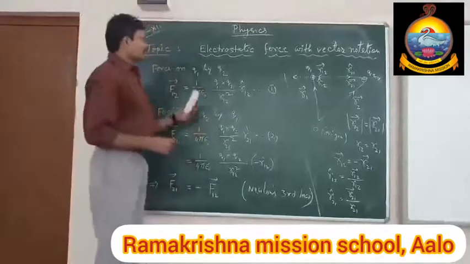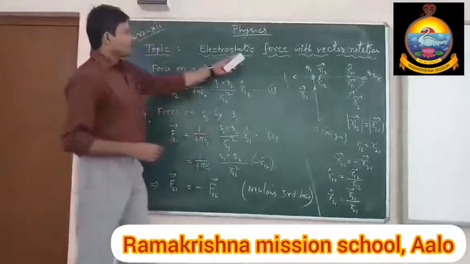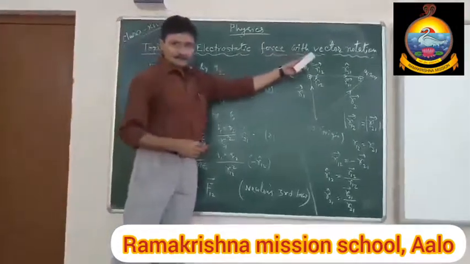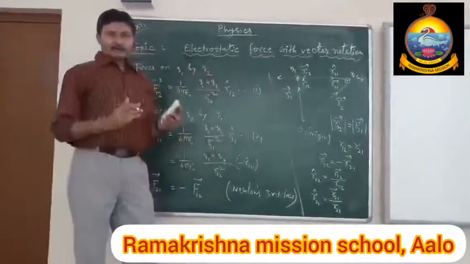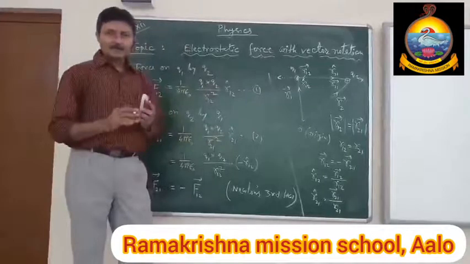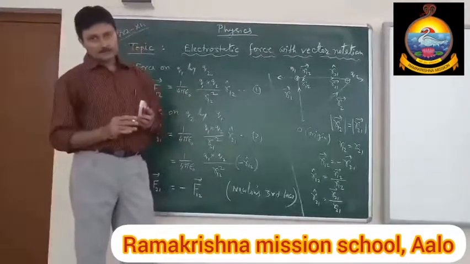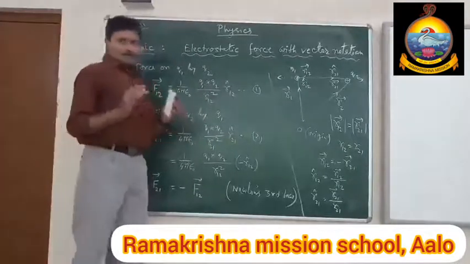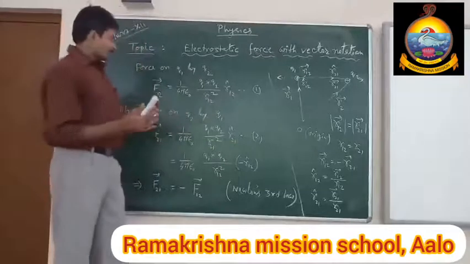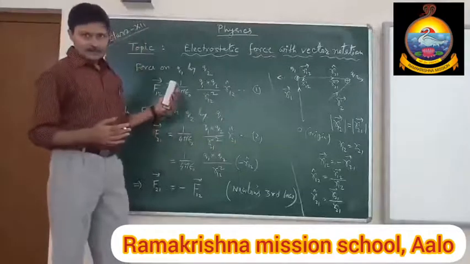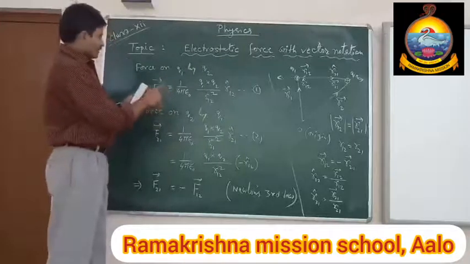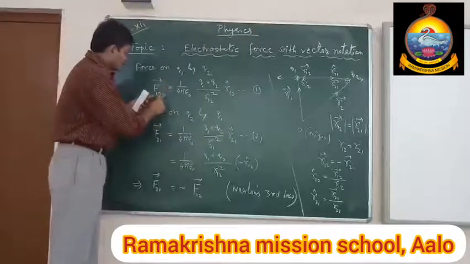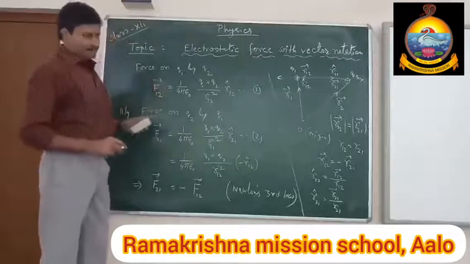Today, our topic is electrostatic force with vector notation. In last period, we have already learned that we can find the magnitude of electrostatic force by Coulomb's law. And we also know how to write the expression for the magnitude of electrostatic force. Today, we are going to write the electrostatic force with vector notation.